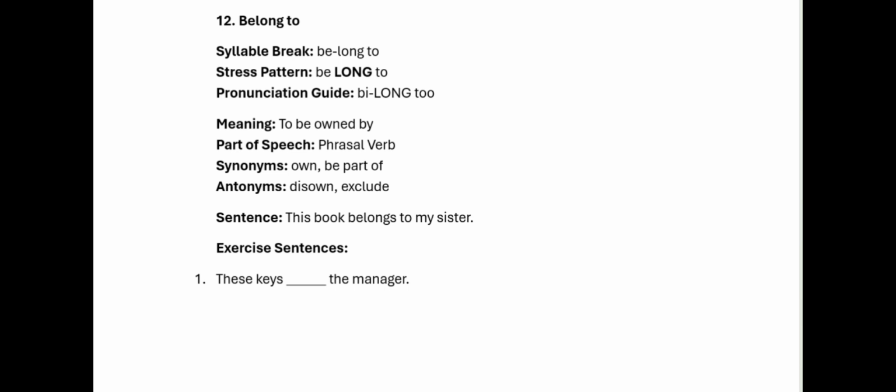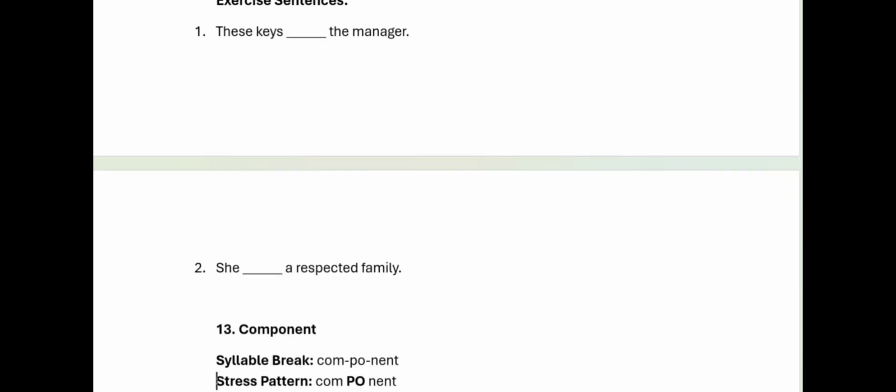Antonyms are very easy. Opposite of own is disown or exclude. Exclude is to remove. Opposite of exclude is include. This book belongs to my sister. Sentence exercises: These keys belong to the manager. She belongs to a respected family. She belongs, S again, very important because the subject is singular. She belongs to a respected family. He belongs to a respected family. If it was the word they, then it is they belong to a respected family.